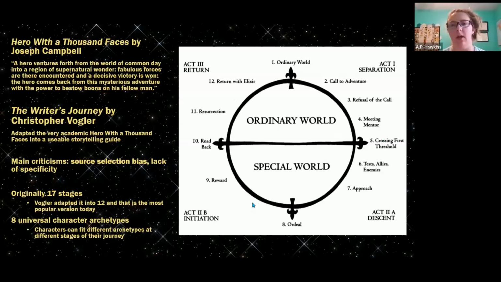start encountering tests for the hero. The hero is going to start gaining allies, making enemies, or encountering enemies. And over the course of that, he approaches the final ordeal, which is the final conflict, the final resolution of the conflict, and gains some sort of boon from doing that, and then has to go back from the special world back into the ordinary world with this boon or special power that the character has encountered over the course of their journey.